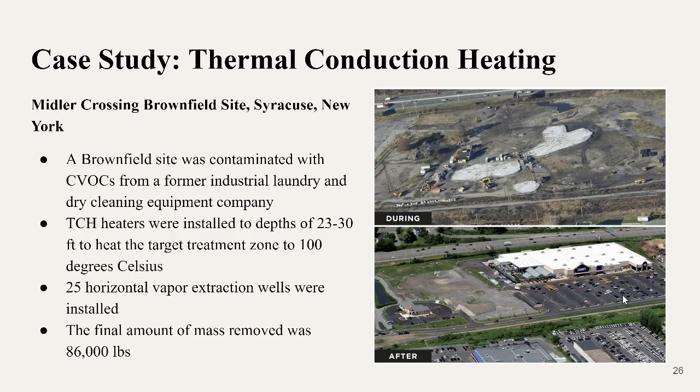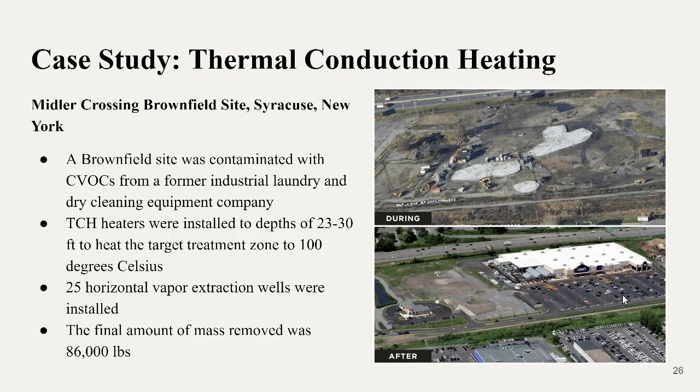Midler Crossing was used as early as 1866 by Pierce, Butler, and Pierce in the manufacturing of boilers and radiators. Then, in the 1920s, the Prosperity Company manufactured industrial laundry and dry cleaning equipment on the site. From these industries, chemicals were disposed of on this land, making it a brownfield site. It is contaminated with chlorinated solvents, including perchloroethane and trichloroethane.